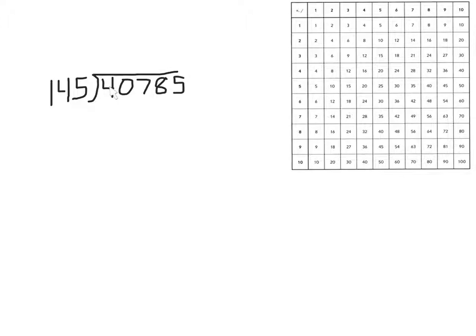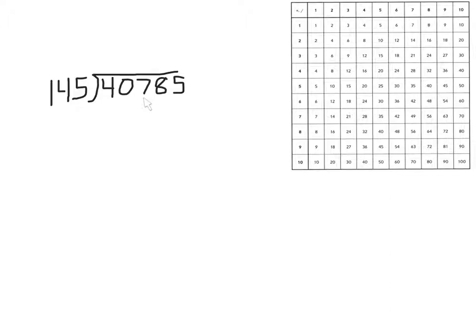And it will not, because 145 is bigger than 4. So we should not have any number above the 4. Then we see if 145 will go into 40, and it will not, because 145 is bigger than 40. So there should be no number above the 0. Then we see if 145 will go into 407. And it does, because 145 is smaller than 407.